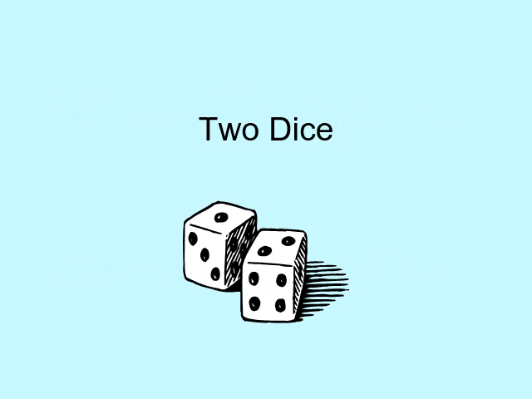Tree diagrams are a different way that we can use to calculate probabilities. We're going to look at, if we roll two dice, the probability of getting 1 or 2 sixes. So we're going to start off by looking at what would happen if we rolled the first dice.